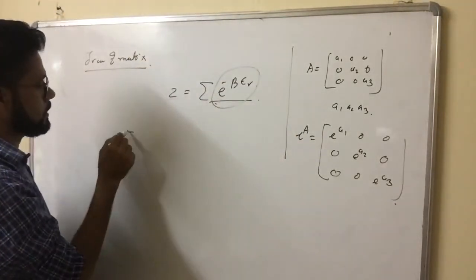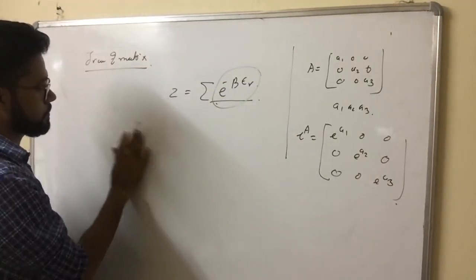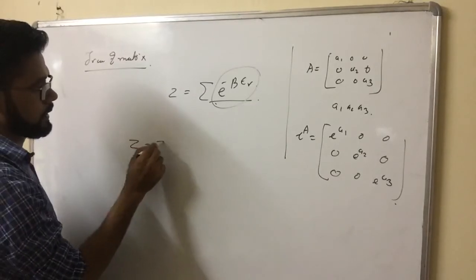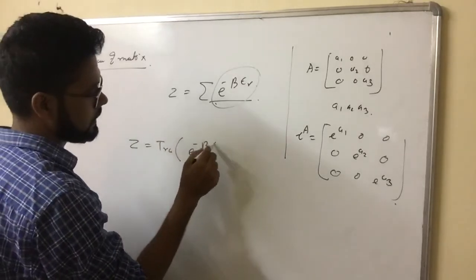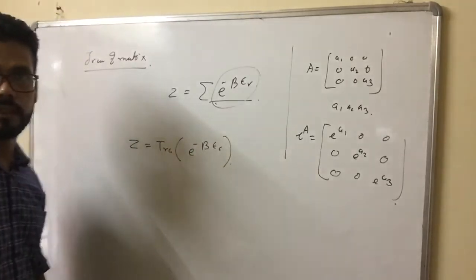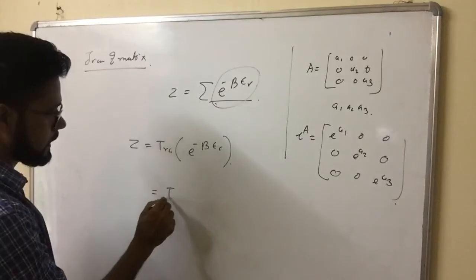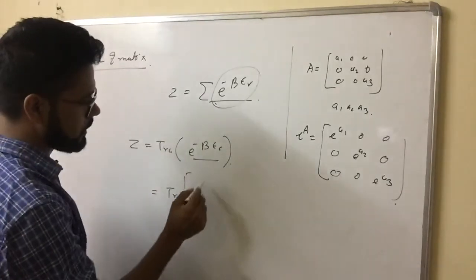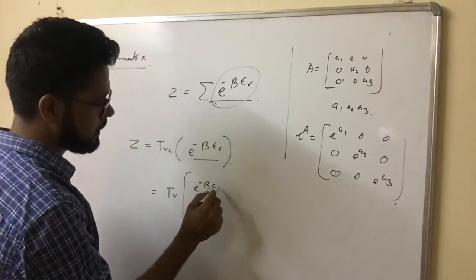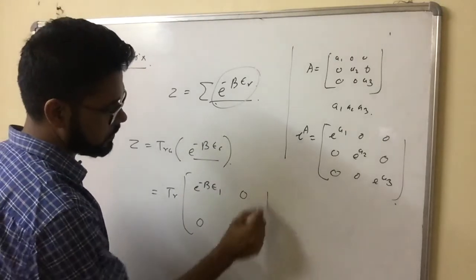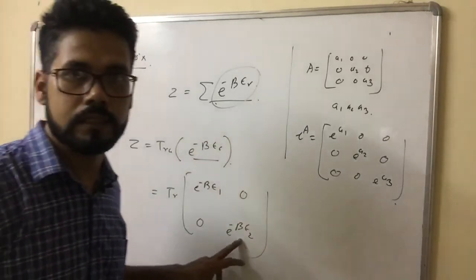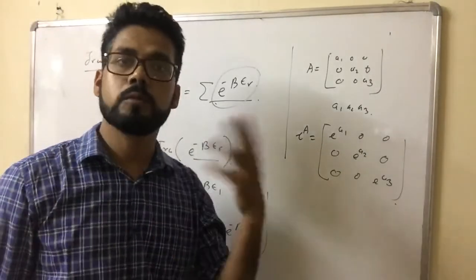Similarly, this is the exponential matrix. So the partition function in matrix form, always remember, is the trace of e to the power minus beta H. This is the partition function. Trace of this exponential matrix: e to the power minus beta e1, 0, 0, e to the power minus beta e2. Is it okay? This is the partition function of a system of two energy states.